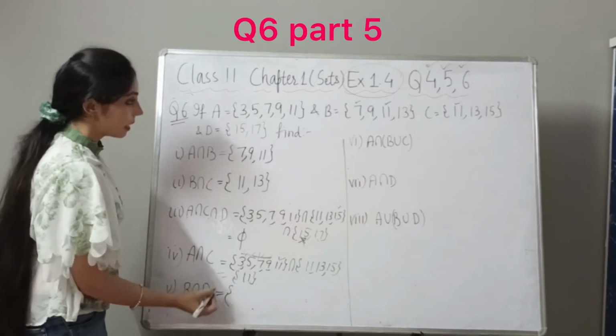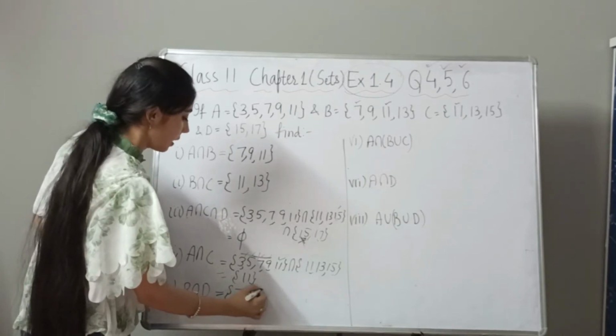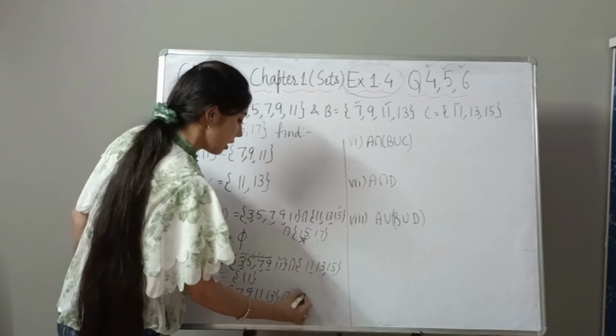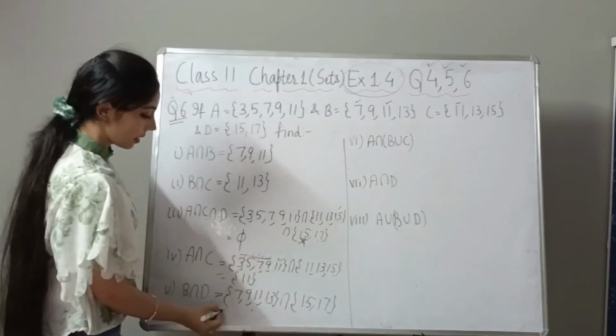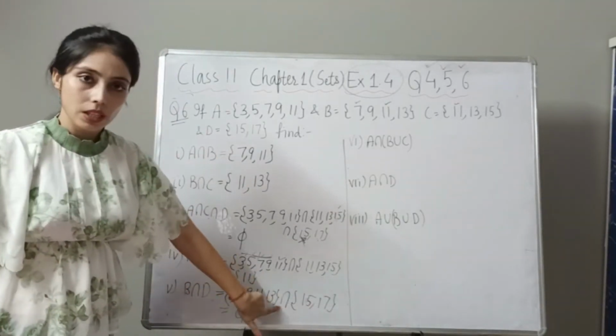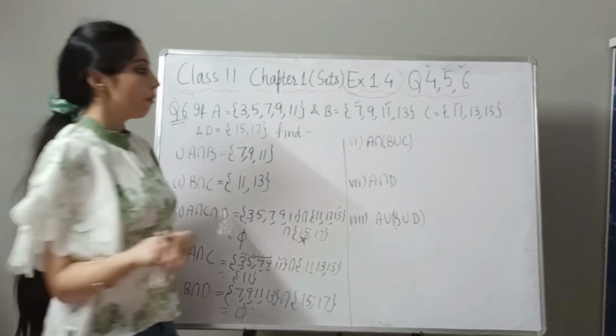What is B intersection D? B contains 7, 9, 11, 13, and D contains 15 and 17. If you have to find the intersection, you can check that there is no element common. So this will be also an empty set.